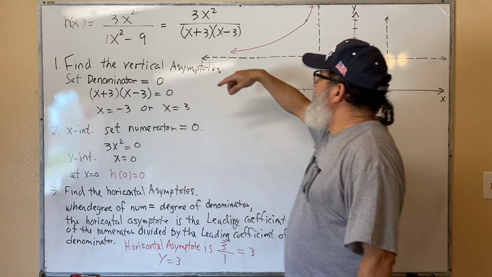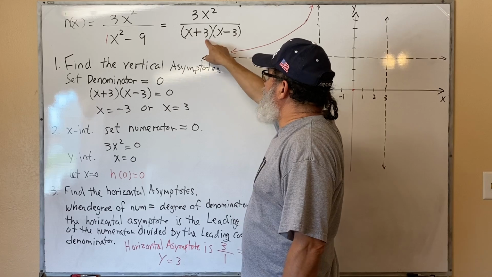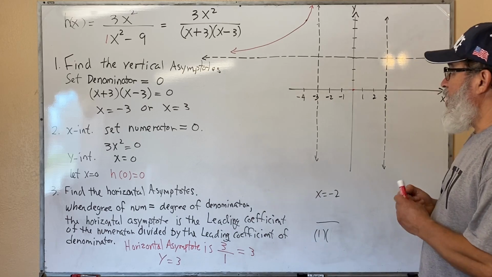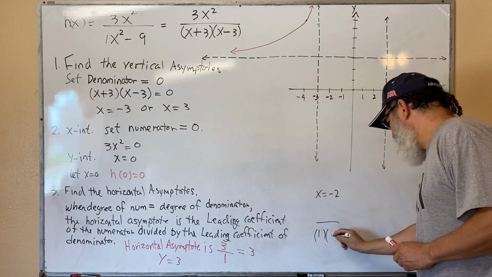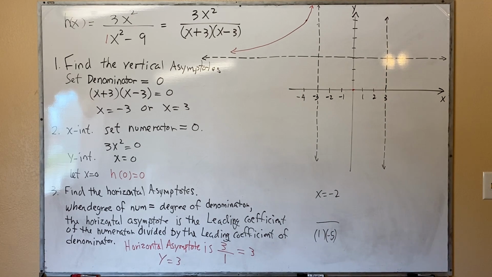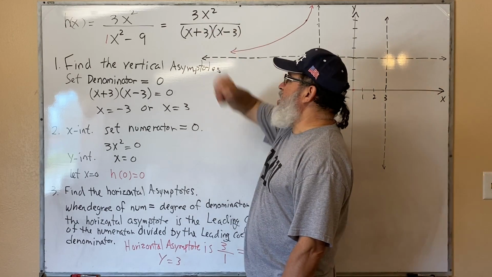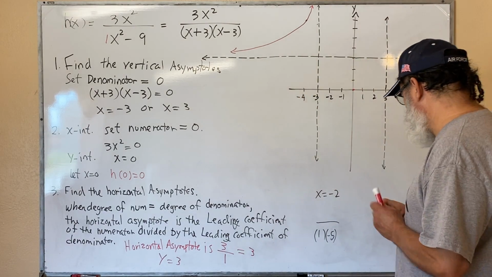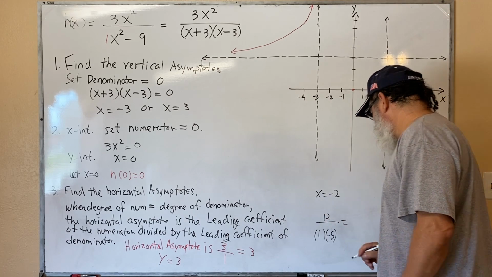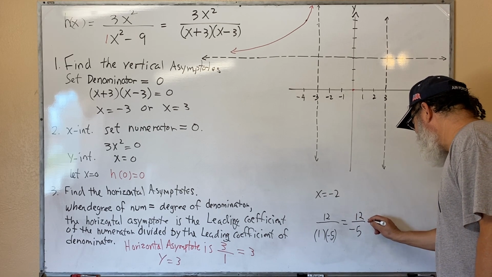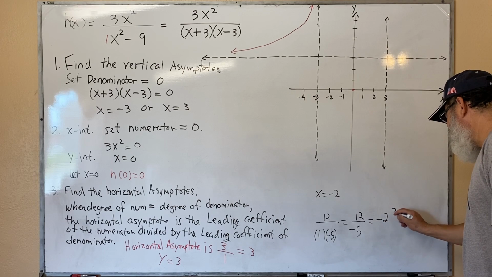-2. All right, what's -2 plus 3? 1. What's -2 minus 3? -5. What's -2 squared? 4. What's 4 times 3? 12. And so therefore this is 12 over -5, which is -2 and 2/5.